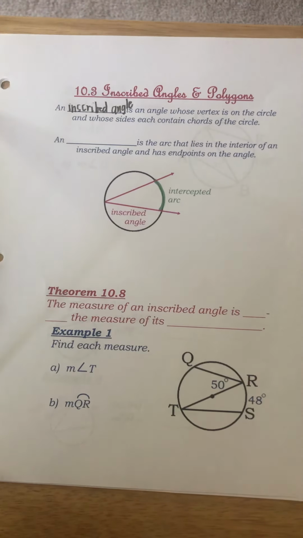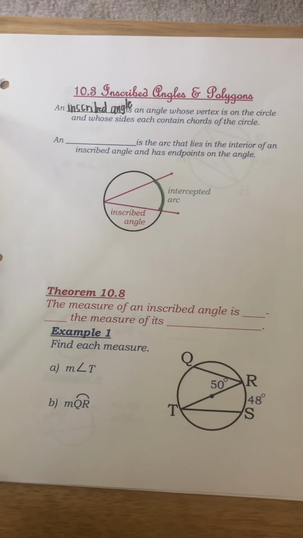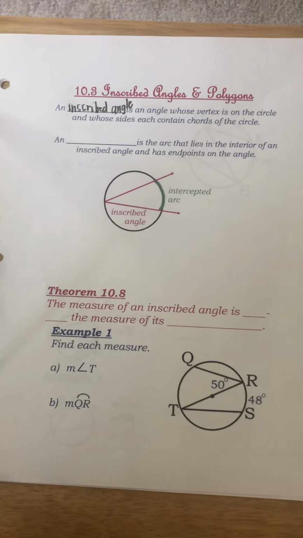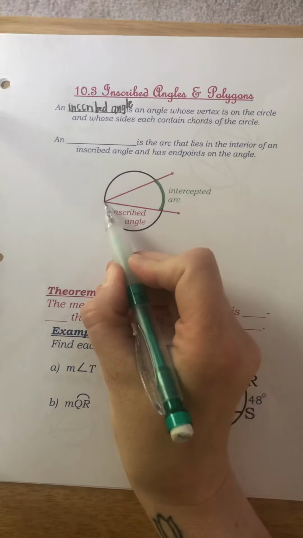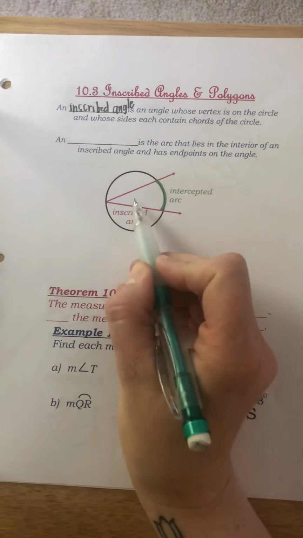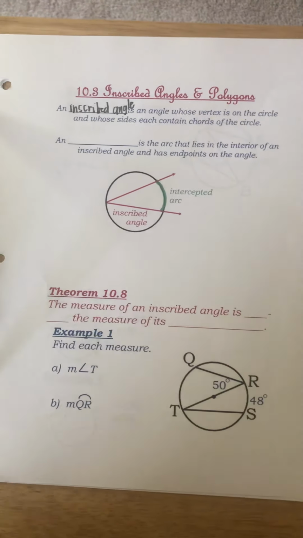Up until now, we have worked with only central angles. Remember, a central angle was an angle whose vertex was at the center of the circle. An inscribed angle is an angle whose vertex is on the circle. So, very big difference. Its vertex is not going to be at the center of the circle. It's going to be on the circle.